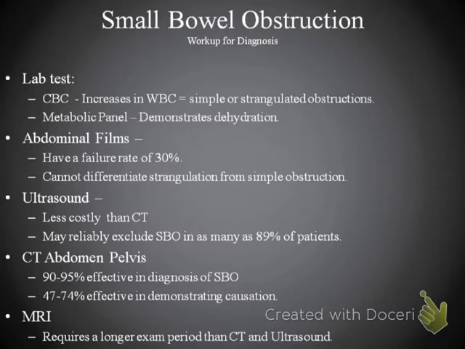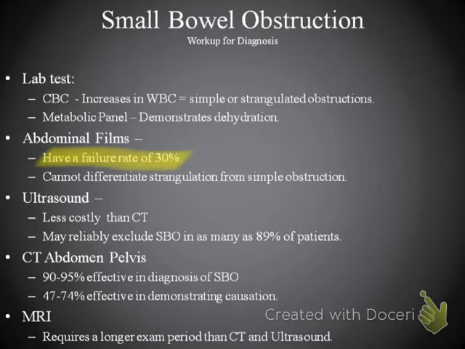Then we do abdominal films, as I'm sure we all have previously done before. The interesting thing about abdominal films, though, is that they have a failure rate of around 30%. So up to 30% of the patients that potentially do have small bowel obstruction go undiagnosed from abdominal films. And the bad thing about abdominal films is they cannot differentiate strangulation from simple obstruction. So you may actually see an obstruction, but you may not be able to tell whether it's strangulated or just a very simple obstruction.